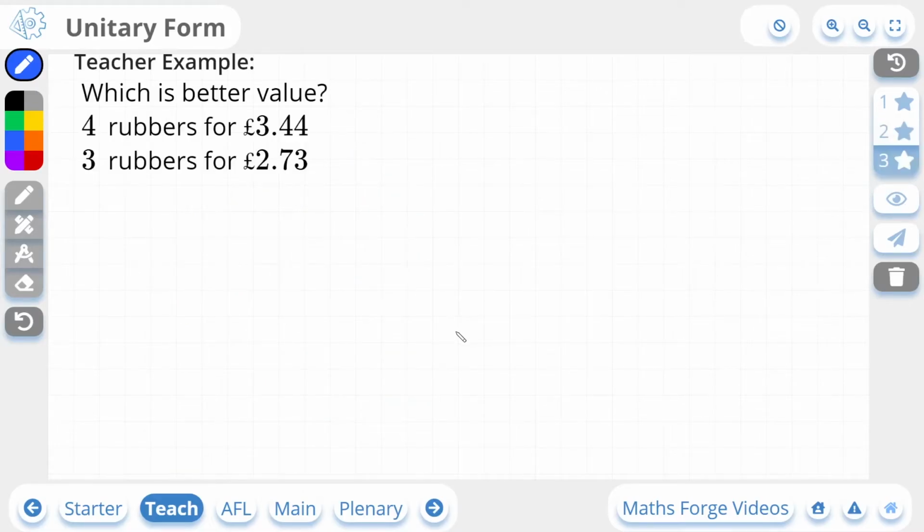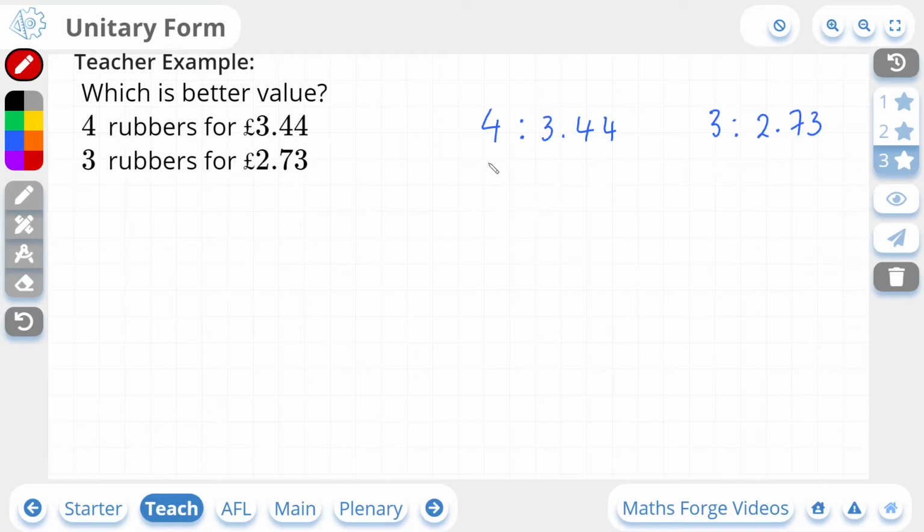Now let's do a 3-star example. Here we're being asked what is better for value. 4 rubbers for £3.44 or 3 rubbers for £2.73. Well, if 4 rubbers costs £3.44 and 3 rubbers cost £2.73, we can just find out how much 1 costs in each case and then decide which one is better value for money.